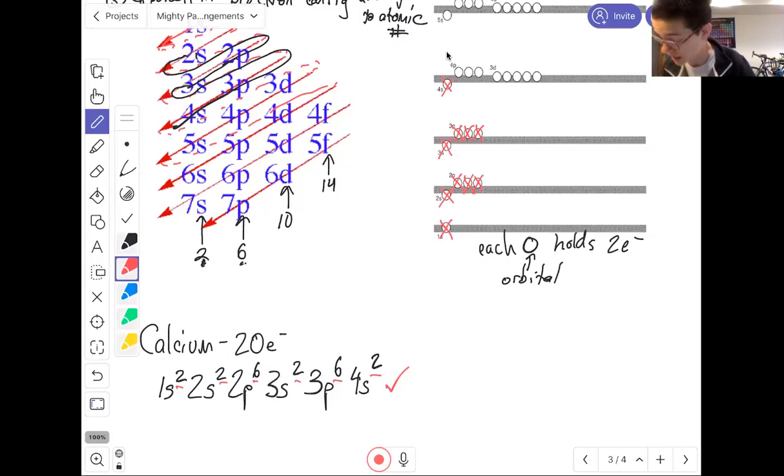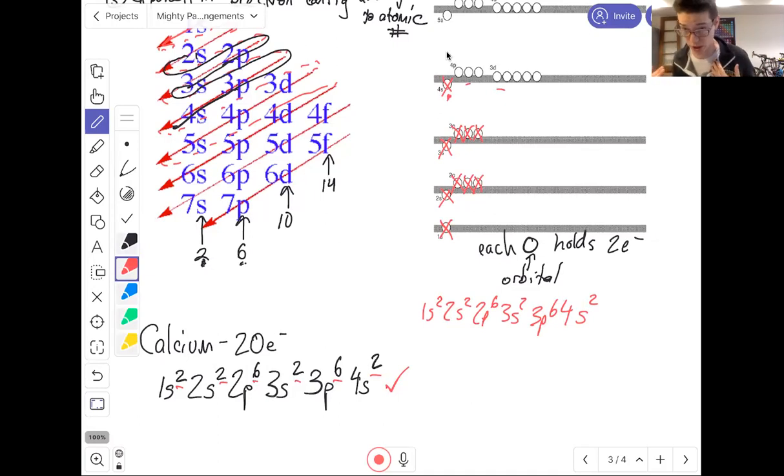Looking at it this way, you count, drawing your slash marks in the diagram, and then say, okay, I used up 1s and I had 2 things in there, and 2s I had 2 things in there. 2p, I had a total of 6 things in there. 3s, it was 2, and 3p, it was 6. And 4s, it was 2. And it's easy with the diagram on the right to see that you fill up 4s first because it's lower down in this diagram than the 3d or the 4p. If it's lower down, it fills up first. So that's how that works.